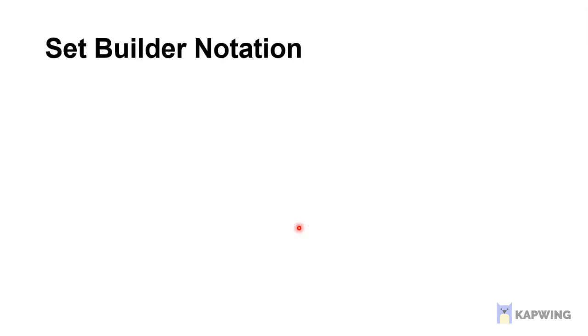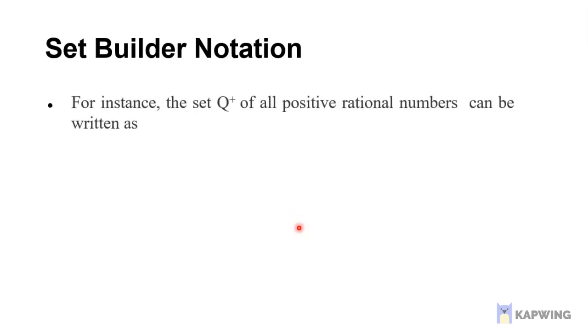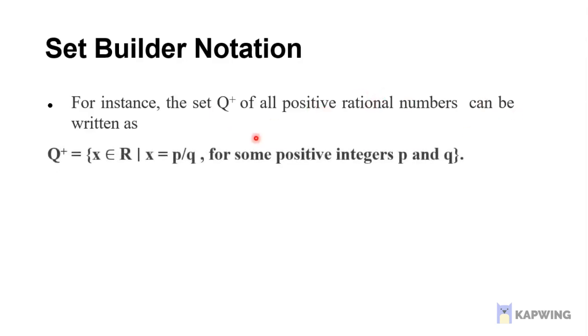Okay, next is write a set for Q plus, all positive rational numbers. So how will you write it? See, like this. Okay, Q plus, this is the set name, the set of x where x belongs to R such that x equals p by q for some positive integers p and q.